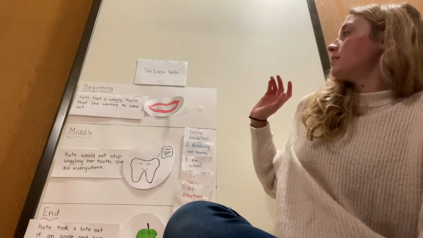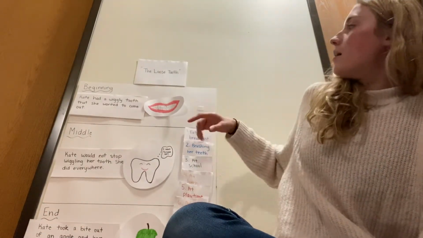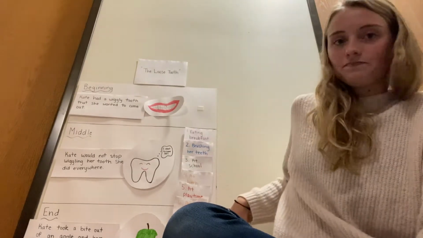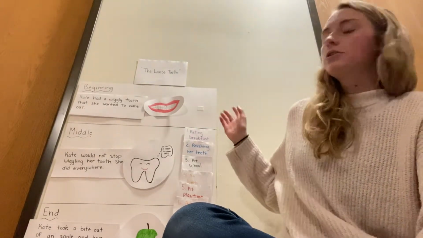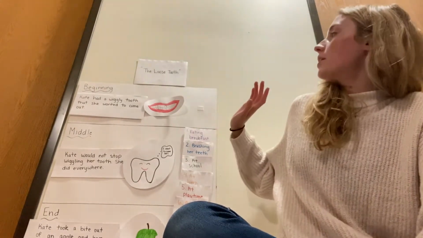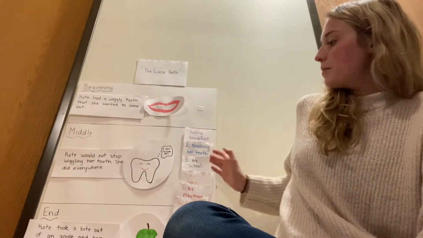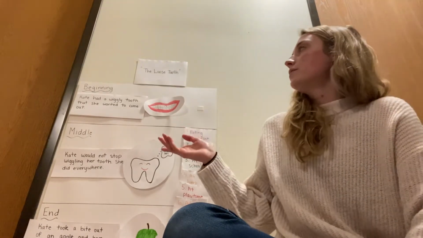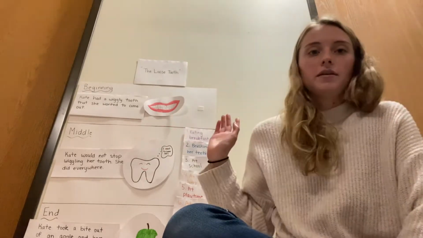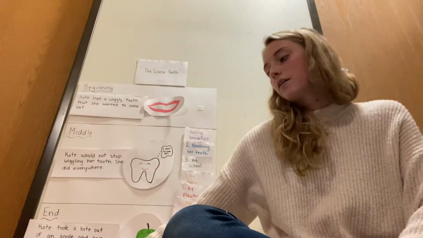For my materials, I will be using this chart. I called it the beginning, middle, end chart. It's pretty much just going through the story and talking about the beginning of the book, the middle of the book, and the end of the book, just going over the basics of what happened in each of those sections so that they can remember that.